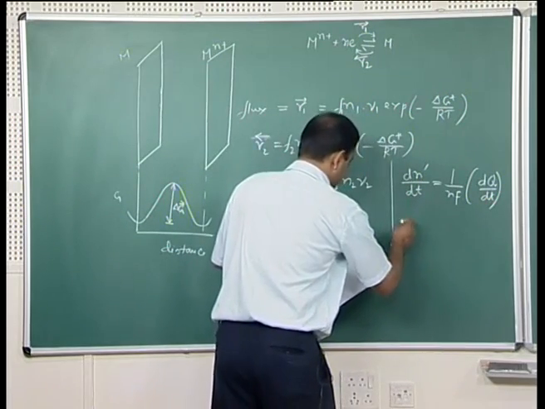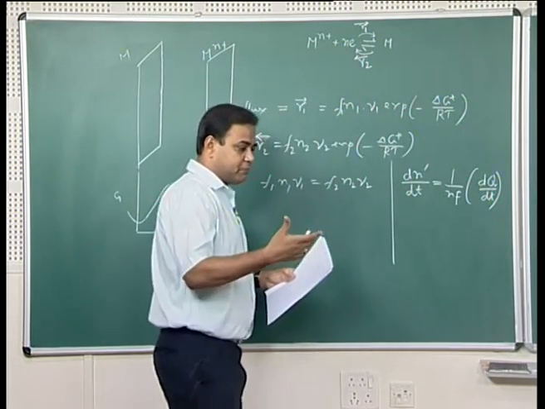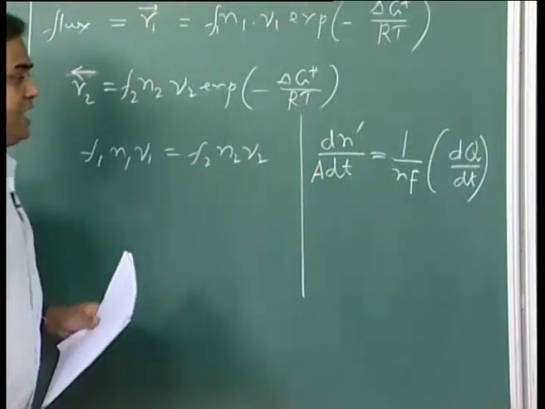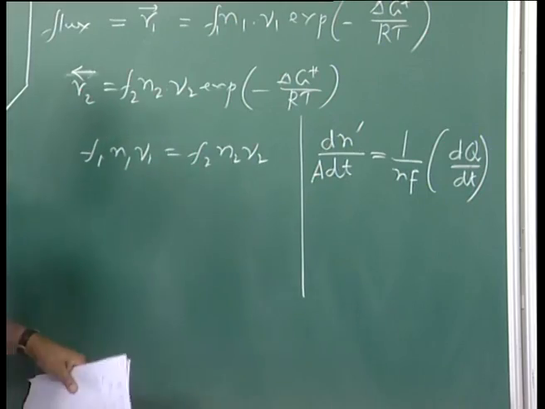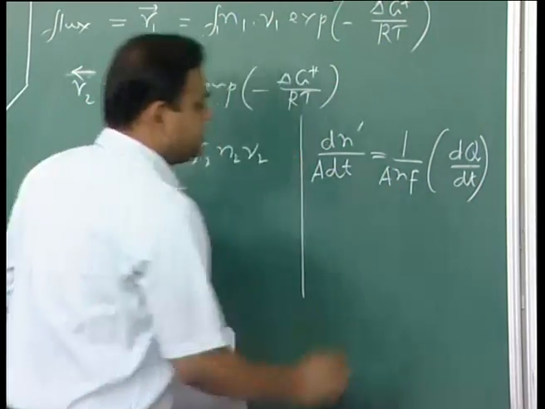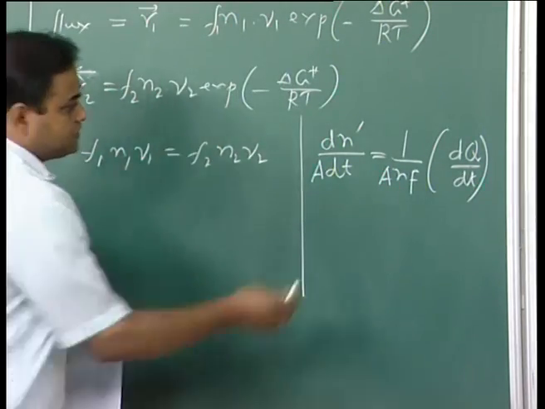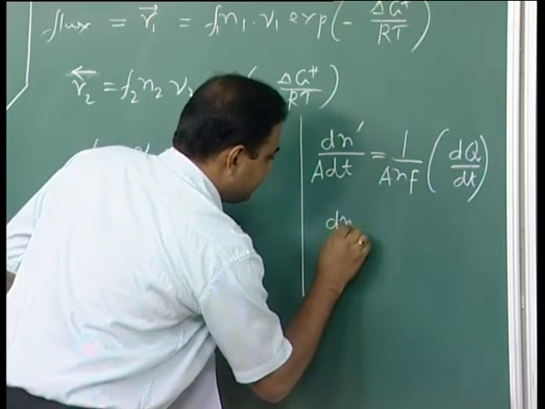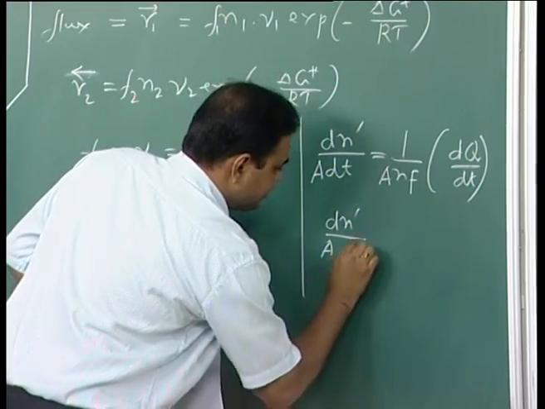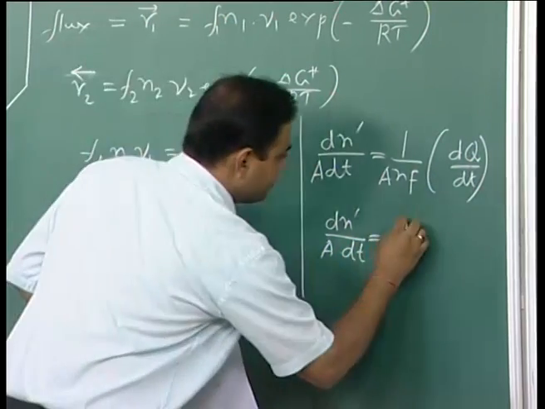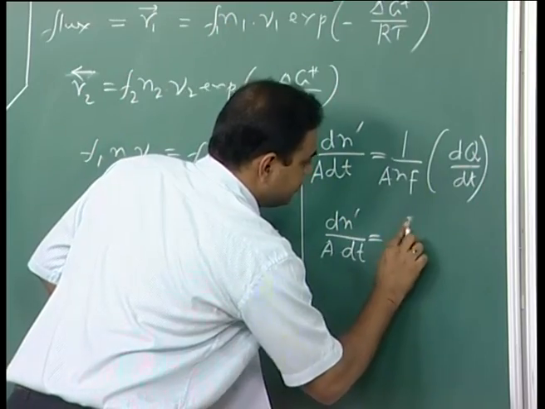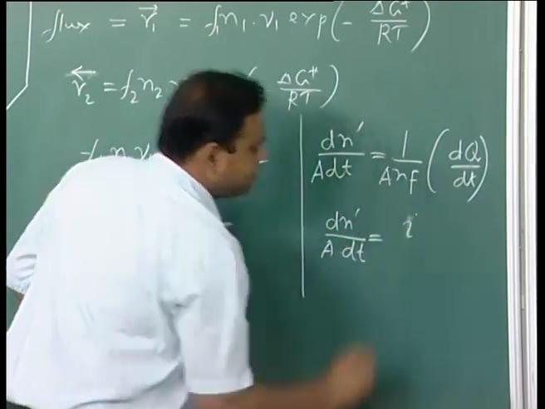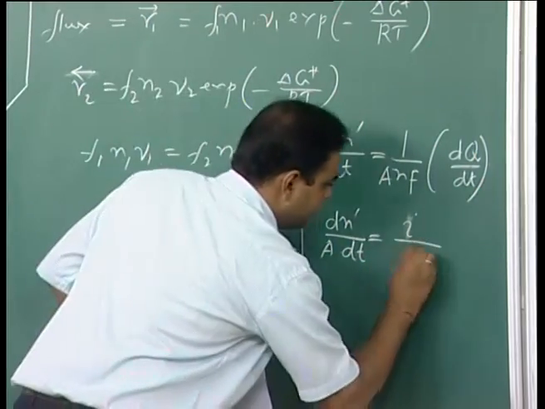Now, this we can write in the form of per unit area. So I can divide it by the area term, which is nothing but A. Here also I have to divide it by area. Now this is nothing but the current. So now this, dn'/A dt, is equal to I. Now, this by this becomes small i by nF.